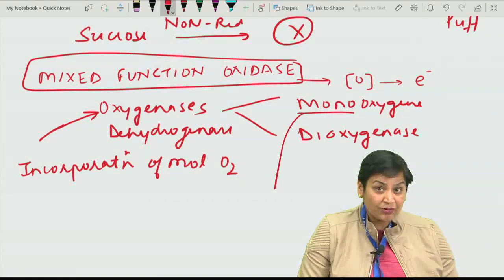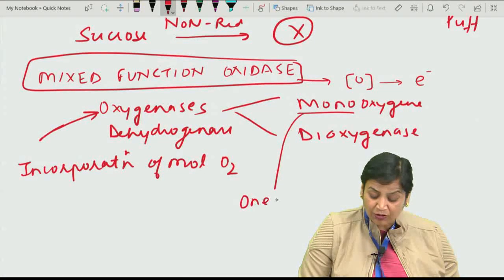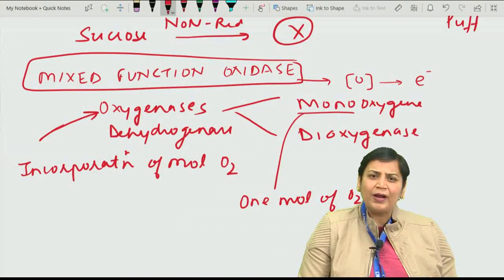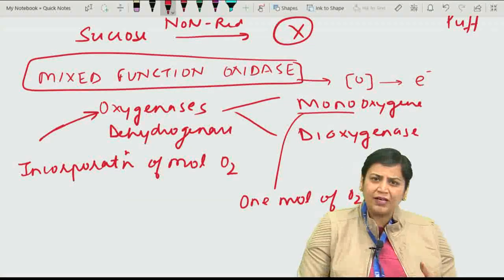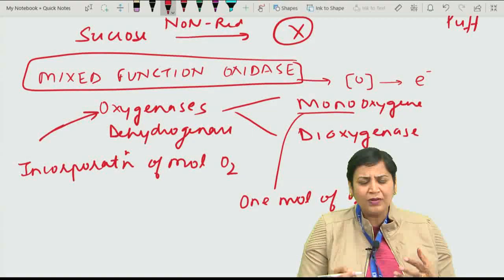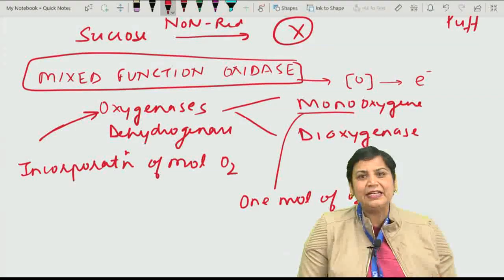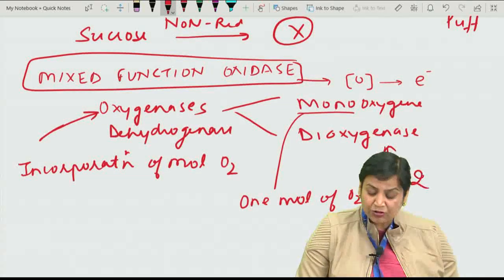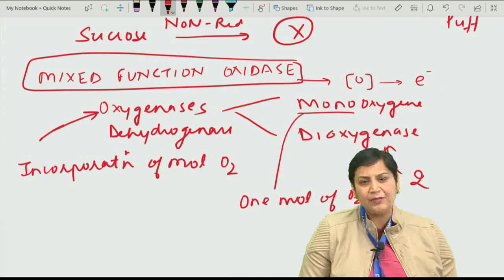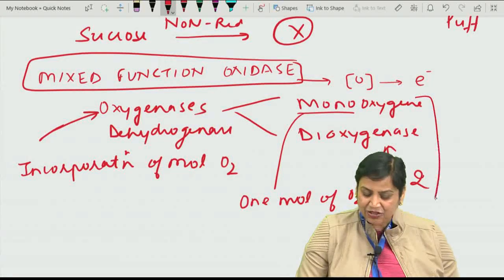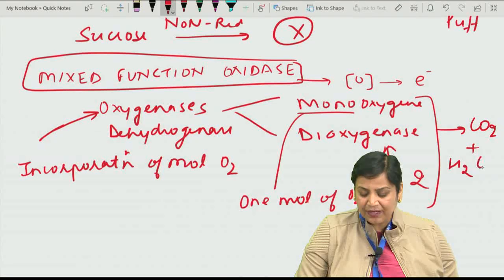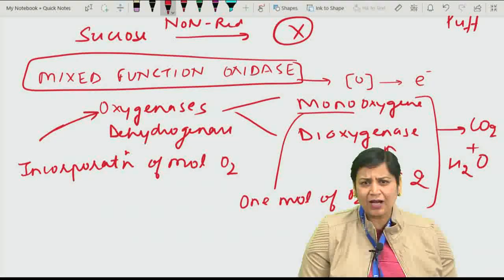Monooxygenase means there is incorporation of oxygen, but only one molecule of oxygen. Mono means one. One molecule of oxygen will be there, and automatically the substrate will be oxidized. There will be a reductant present which is finally degraded to form water soluble products which are excreted in urine. Dioxygenases means there is incorporation of two molecules of oxygen. Whether it is monooxygenase or dioxygenase, it has to convert that substrate so that finally carbon dioxide and water will be generated. This is how it occurs.